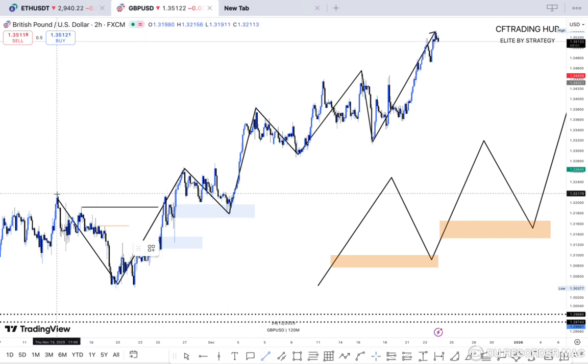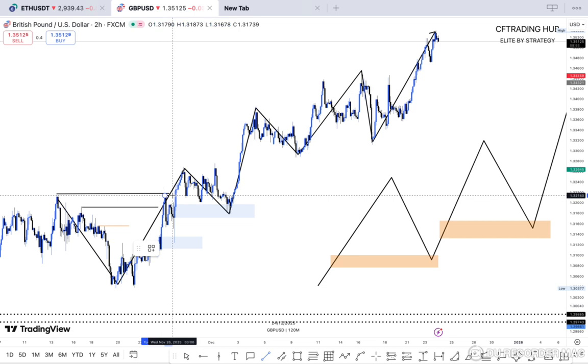This is a break of structure over here. And even this, a tiny break of structure over here too. The break of this particular high. So what you want to see is this: you've seen a break of structure, so you know another block must have been left behind.